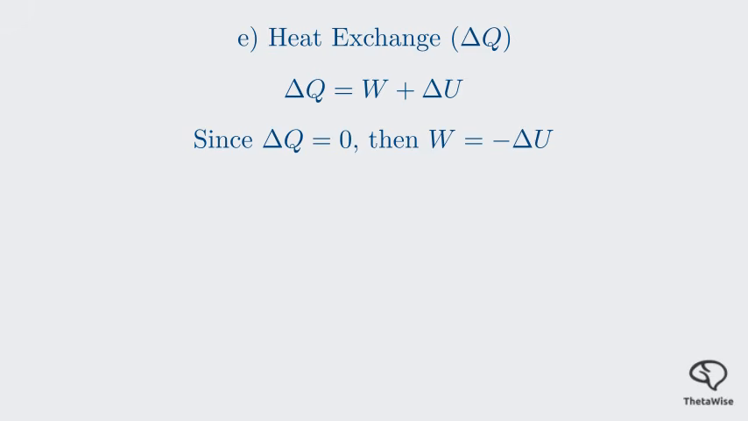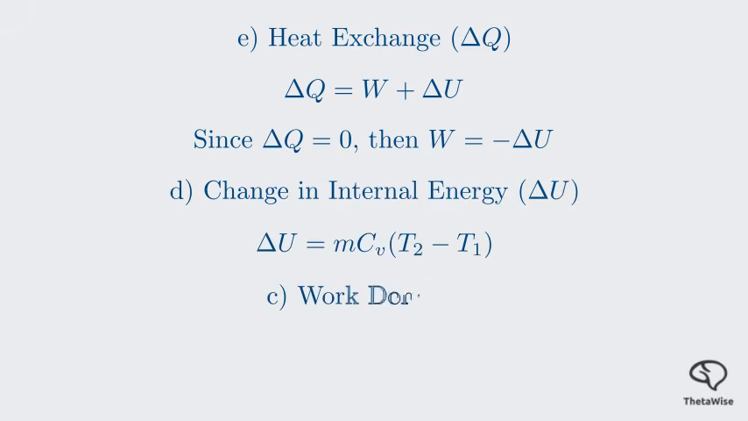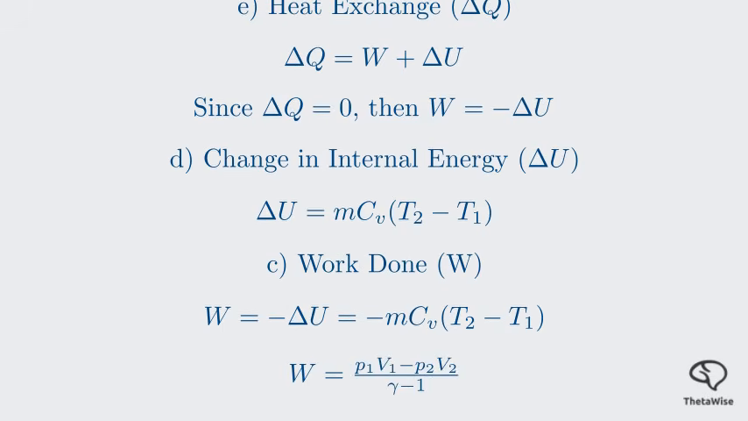We already know the formula for the change in internal energy. Delta U equals m Cv delta T. Substituting this into our simplified first law, we get W equals negative m Cv delta T, or W equals m Cv times T1 minus T2. We can also derive a work formula similar to the polytropic one. The work done can also be calculated as P1 V1 minus P2 V2 divided by gamma minus 1. This is the magnitude of the work, and the sign depends on whether it's expansion or compression.